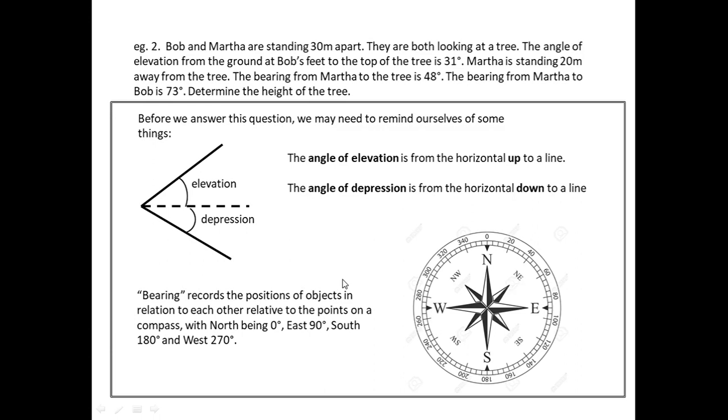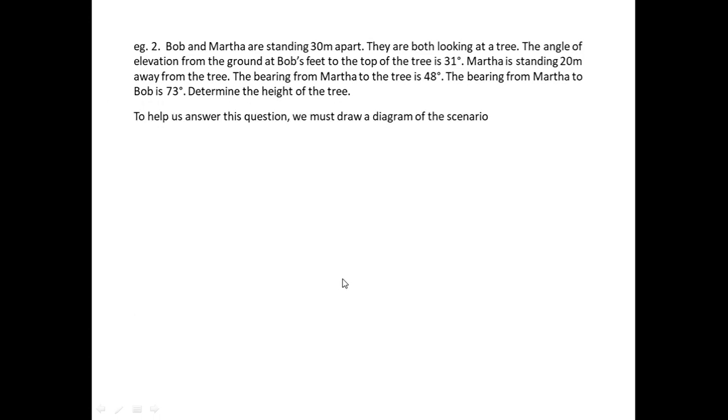Right, now that we've remembered that, on to solving the question. We need to first draw a diagram of the scenario. This is possibly the most difficult part of the scenario. So first of all, there's the tree. It's a lovely tree. There's Martha. I've said A Martha, but that's actually point A where Martha is standing. And there's Bob at point B.